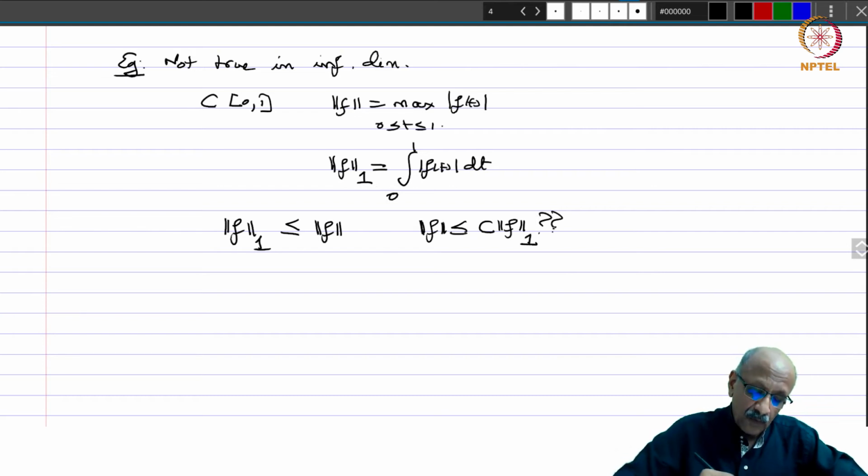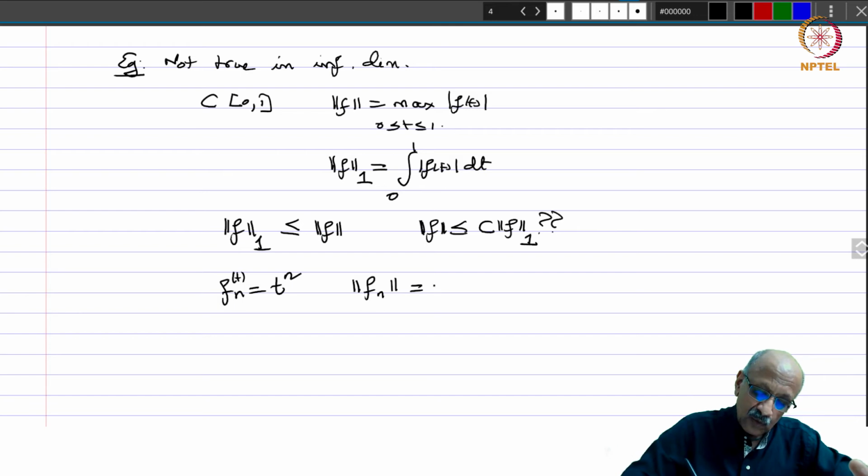The answer is no, so we can give a counterexample. We can construct several. There's one in the book which I mentioned to you, and now I will give you another one. Let us take f_n(t) equals t to the power n. Then what is the norm of f_n? It is 1 for all n.